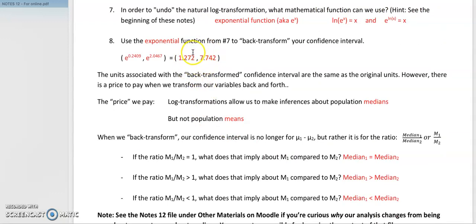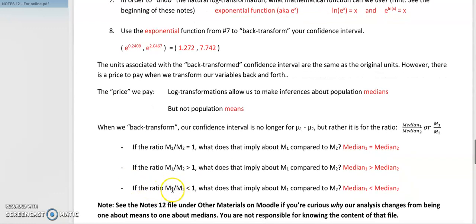Now, if I have median 1 divided by median 2, and that ratio equals 1, the only way that's going to happen is if these are both the same number. So say median 1 is 5, well, median 2 would also have to be 5 to get 5 divided by 5 equals 1. So if this ratio is 1, my two medians are the same. If this ratio is bigger than 1, the number on the top must be bigger than the number on the bottom, so I would think median 1 is bigger than median 2. And if this ratio is less than 1, the number on the bottom has to be bigger than the number on the top, so I would think that median 1 is less than median 2.